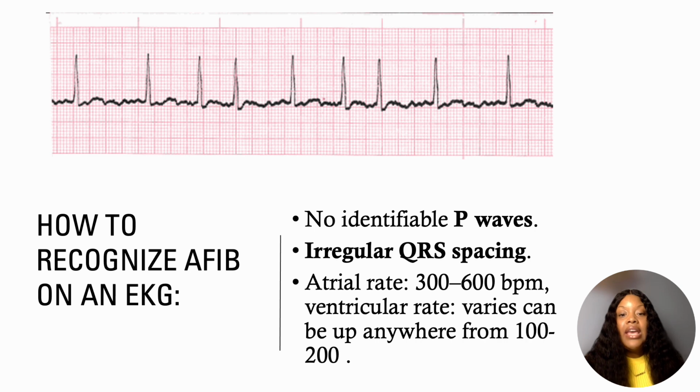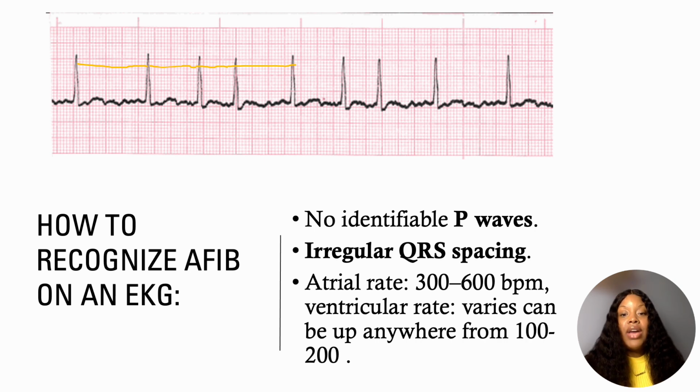Also, you will see irregular QRS spacing. You can see like right here, it went right here, and then it got shorter here, and then it got even shorter. So your QRSs are irregular. Also, the biggest thing you're going to notice is that the atrial rate is going to be 300 to 600 beats per minute.